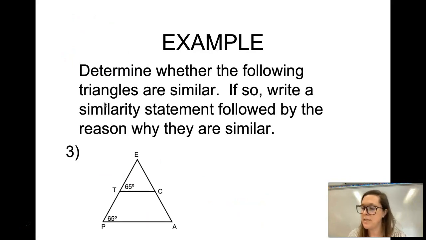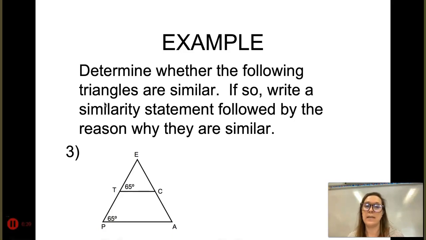Okay, number 3, again, no sides listed anywhere on there, so it can't be side, side, side, it can't be side, angle, side, so now I'm down to angle, angle. Does everybody see the 2 overlapping triangles? There's this triangle right here. I'll go purple on the other one, and then there's the big one on the outside.